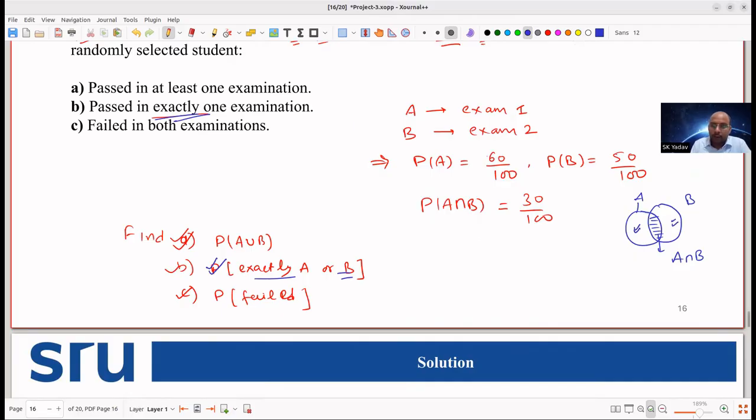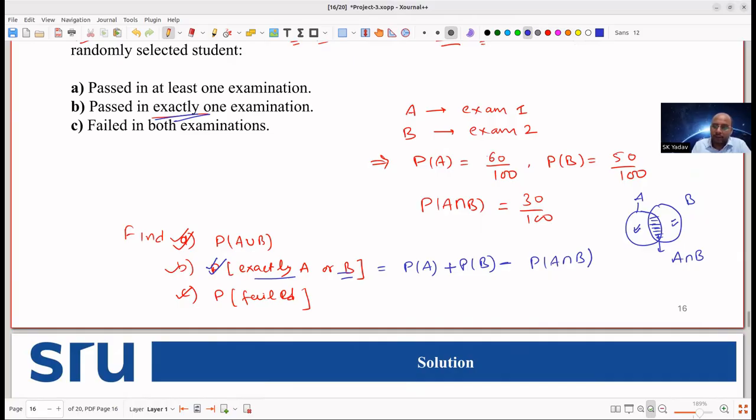So what should I write? I simply write P of A, and then I don't want this common portion. So I will write P of A plus P of B. So this says either A or B. I don't want both, so I will write here P of A intersection B.